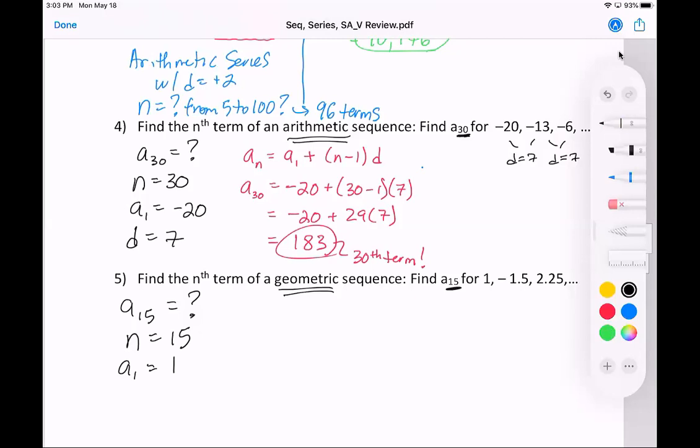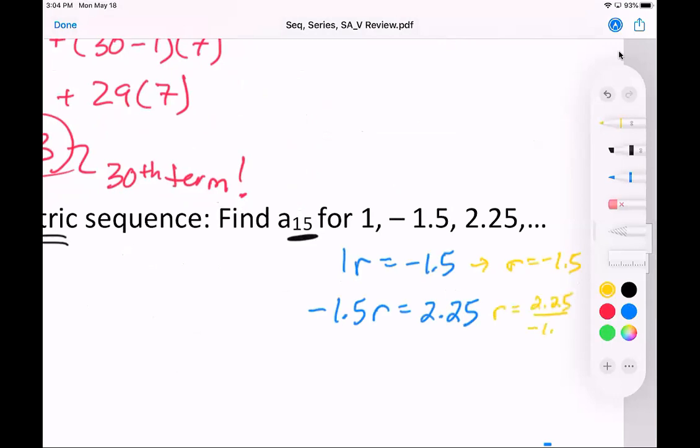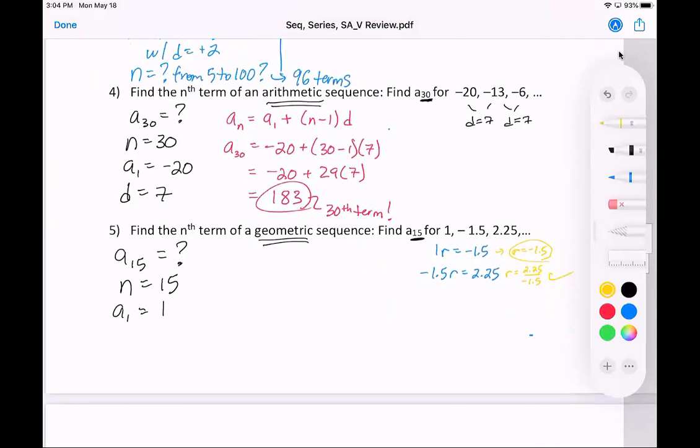And since we're told this is geometric, we have to figure out what is the common ratio that we're multiplying by. Well, you had 1, and you multiplied by r, and you got negative 1.5. Or you had negative 1.5, and you multiplied by r to get 2.25. So to figure r out, it looks like r would just be negative 1.5. That should be equivalent to 2.25 divided by negative 1.5. That should give you negative 1.5 when you do that, and it does. So r equals negative 1.5.